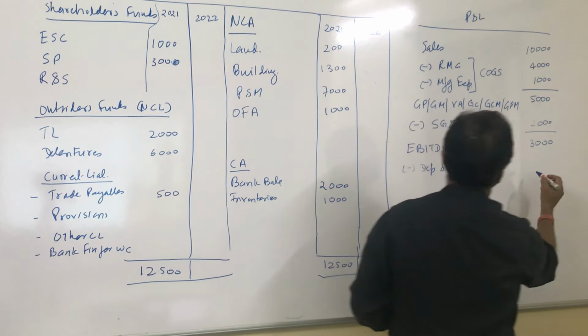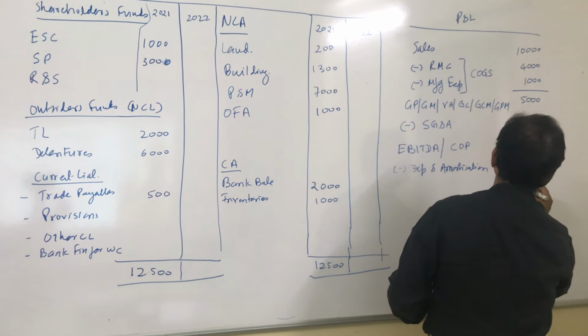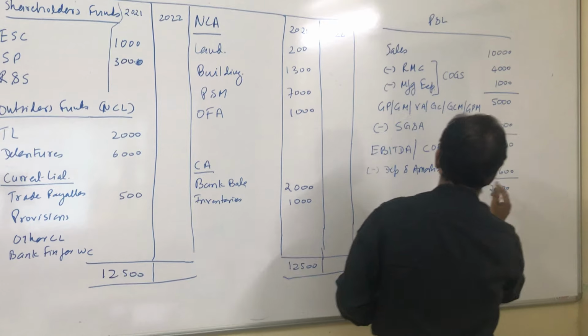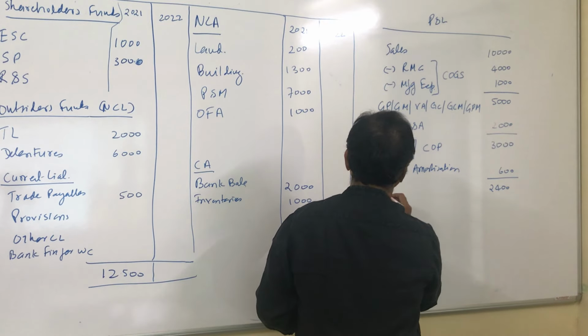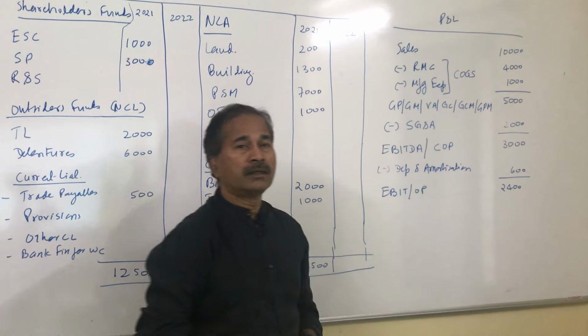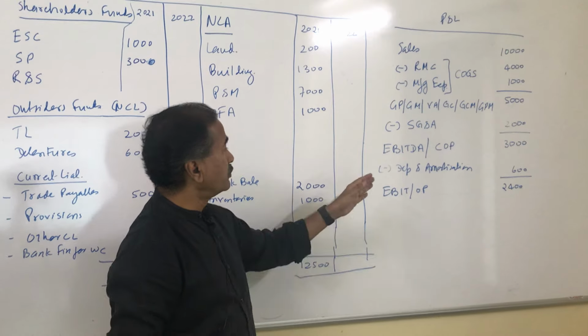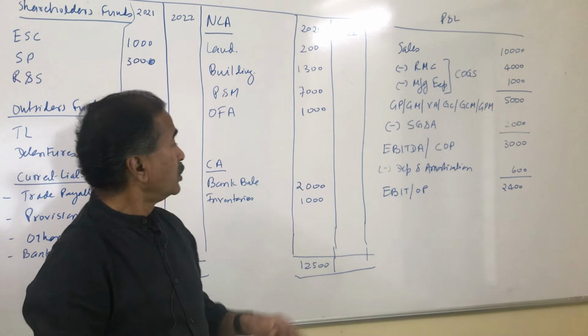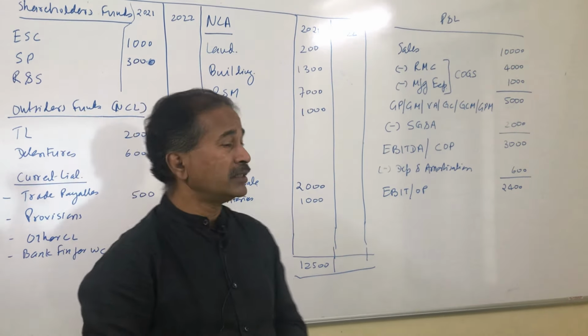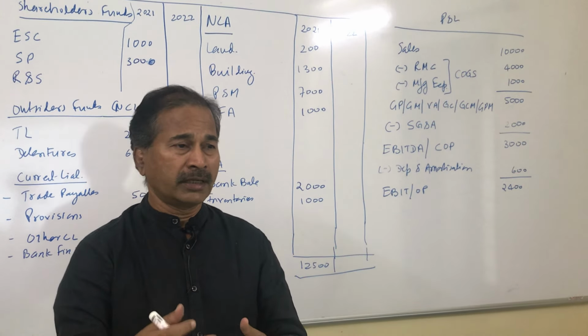Depreciation and amortization. Let's say that figure is 600. So what you have here is 2400. This 2400 is known as EBIT, and this is also known as operating profit, right? So from the EBITDA you minus the figure of depreciation and amortization, what you get in your hand is known as EBIT, or that is operating profit, earning before interest and tax.